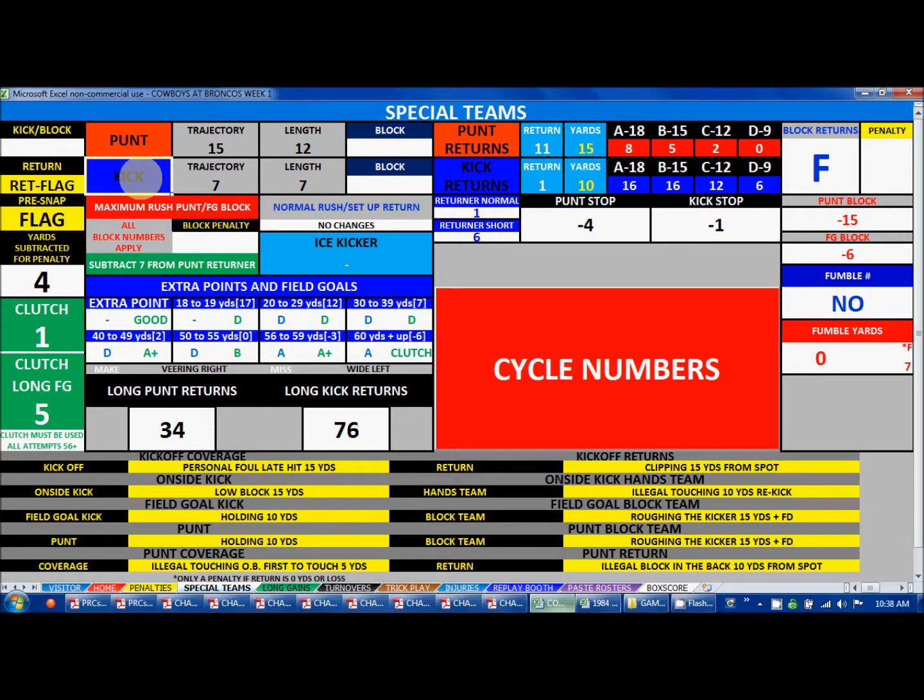Now on this side we see the kick. These are for kickoffs and field goal kicks. Again, the trajectory and the length.